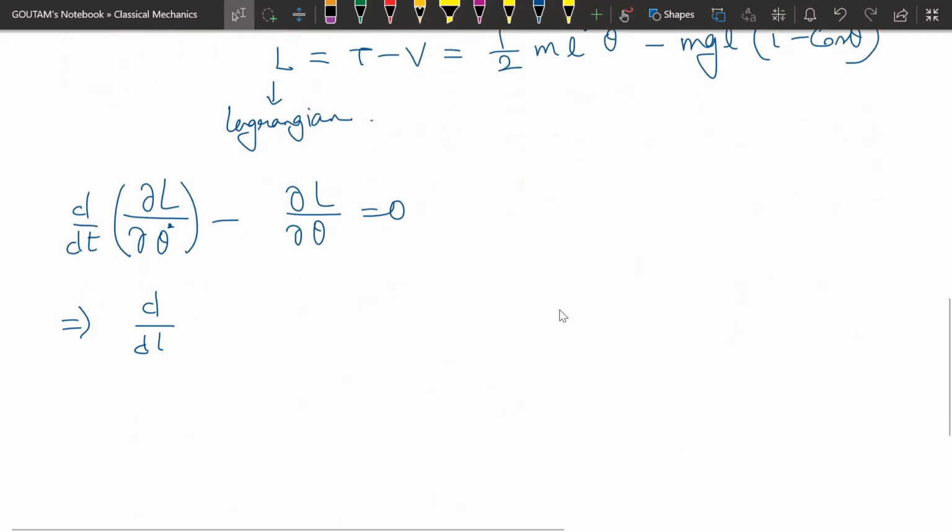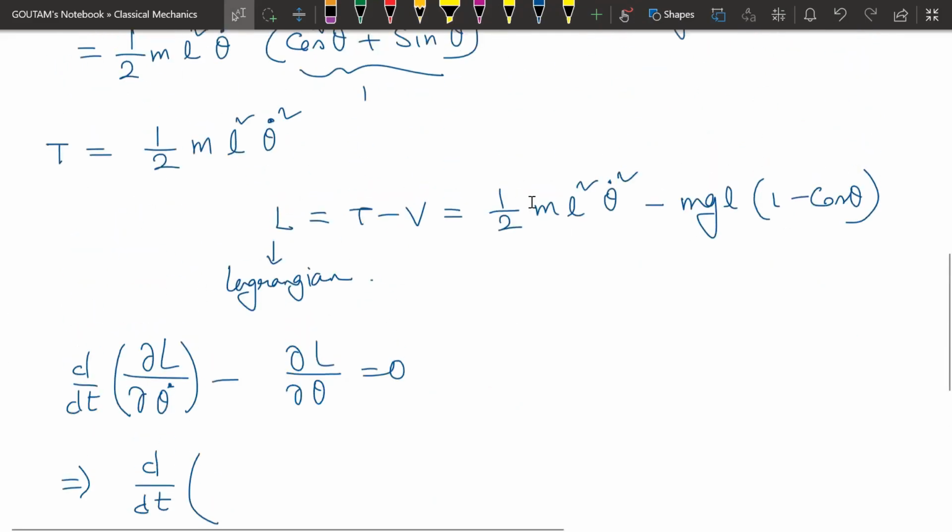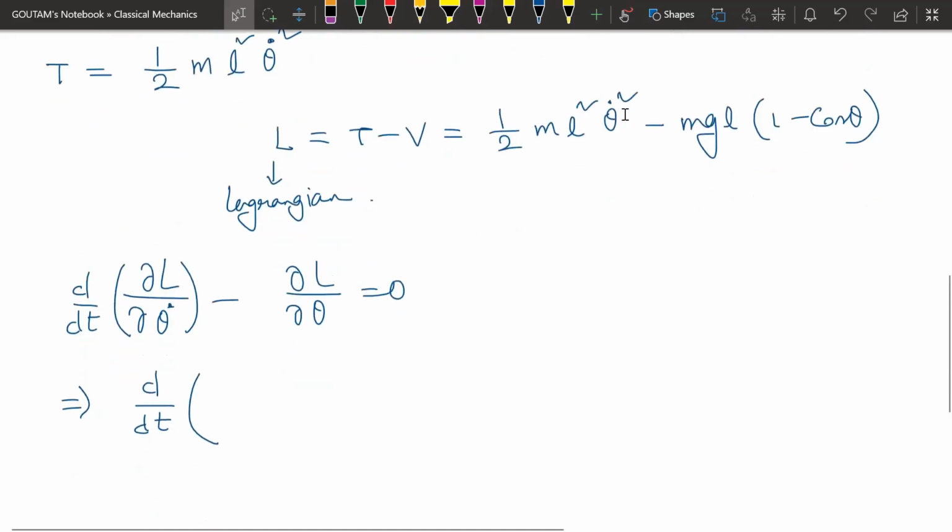Then d/dt of ∂L/∂θ dot. ∂L/∂θ dot means there is no θ dot dependence in the second term of L. The θ dot dependence only comes through the first term. So if we take the derivative with respect to θ dot, it will be mL² θ dot.